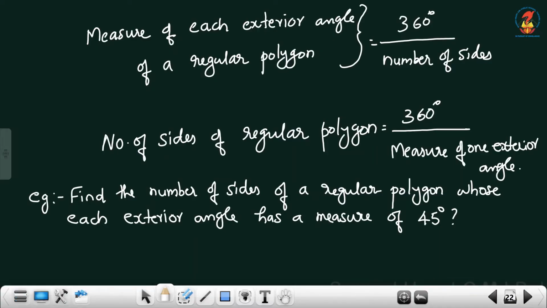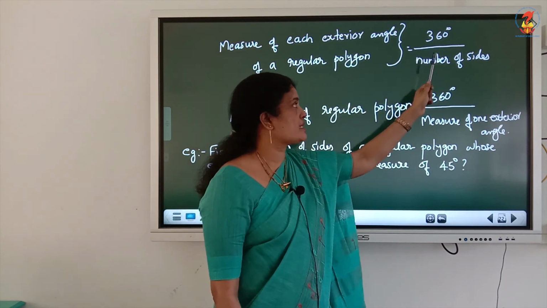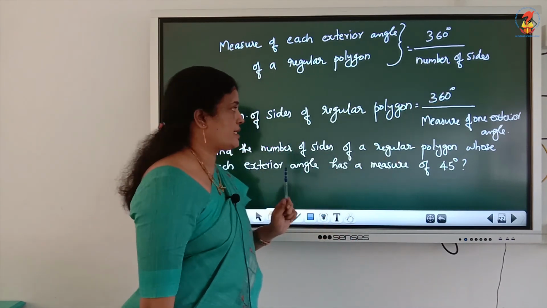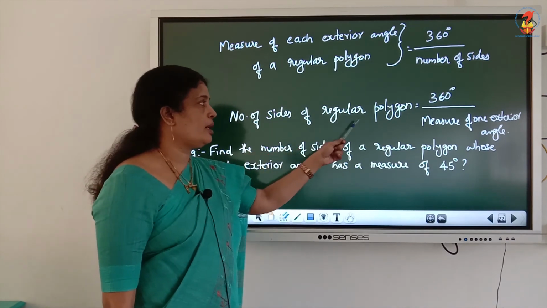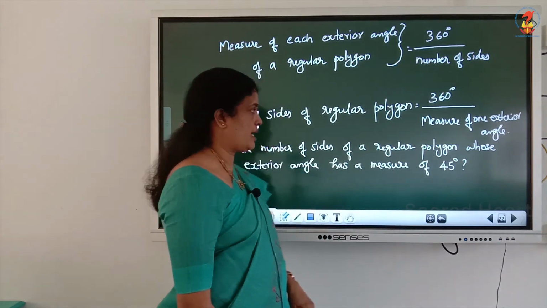Measure of each exterior angle of a regular polygon. In a regular polygon, how can you find out the measure of an exterior angle? One exterior angle equal to 360 degree divided by number of sides. This is a regular polygon. Measure of one exterior angle of a regular polygon is equal to 360 degree divided by number of sides. Here, number of sides of a regular polygon is equal to 360 degree divided by measure of one exterior angle.